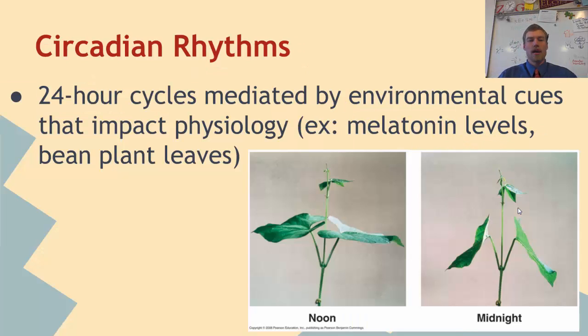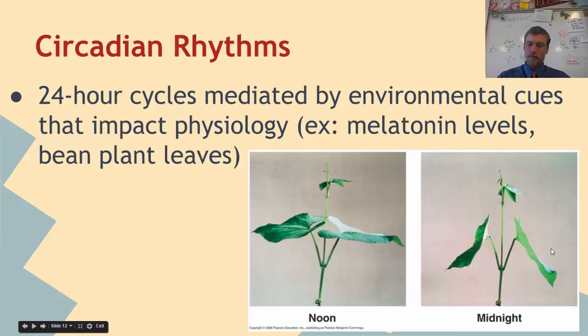All right, circadian rhythms. I'm sure you've heard of them before. These are 24-hour cycles that are mediated by environmental cues that then have an impact on physiology, for example, melatonin levels or bean plant leaves. So in some plants, they have a circadian rhythm where they go through different changes in their physiology, whether they're at night or at day. And you can see that here. The bean plant has put its leaves down even though it's in the light while it's midnight, because that is its 24-hour cycle.